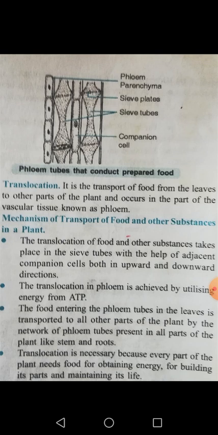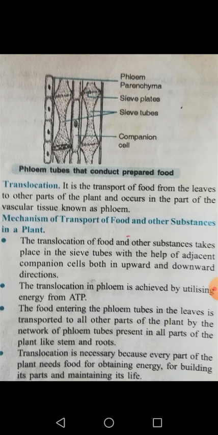The food entering into the phloem tube in the leaves is transported to all parts of the plant by the network of phloem tubes present in all parts of the plant, like stem and root. Due to the expenditure of energy, the food material passes into the sieve tubes of the leaves, and we know that all the sieve tubes of all the parts of the body are interlinked. So from the sieve tubes of the leaves, the food passes through phloem tubes to different parts of the body, like the stem and the roots. Translocation is necessary because every part of the plant needs food for obtaining energy, for building its parts and maintaining its life.